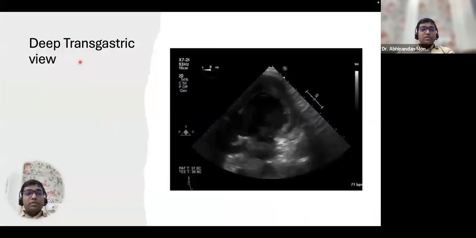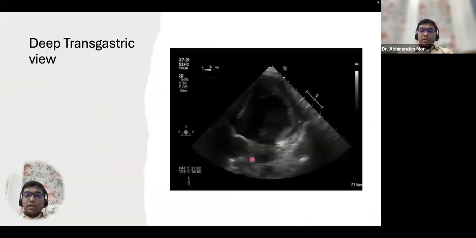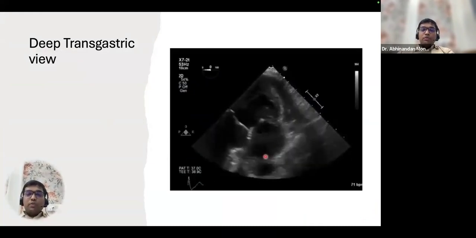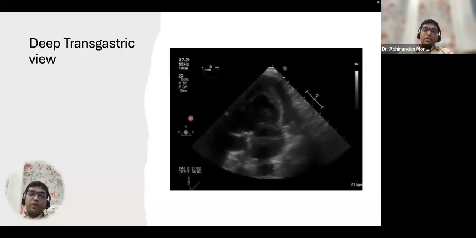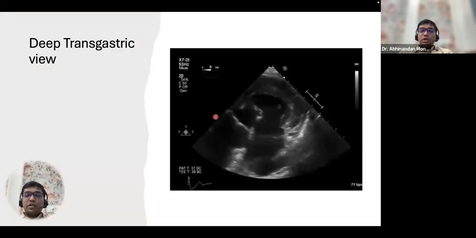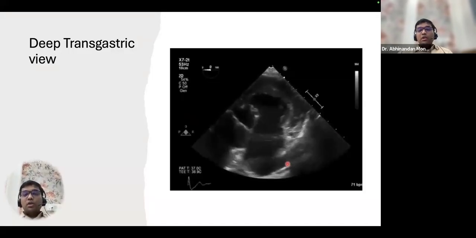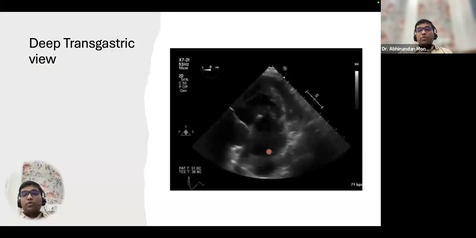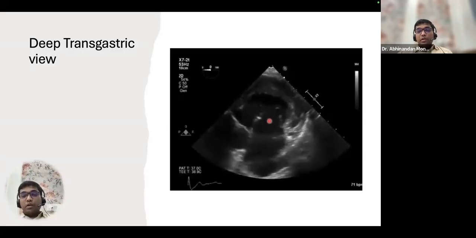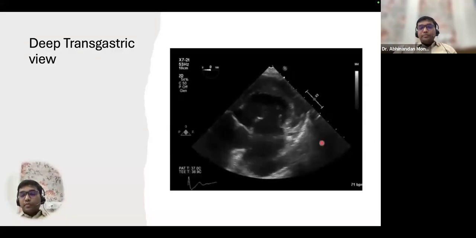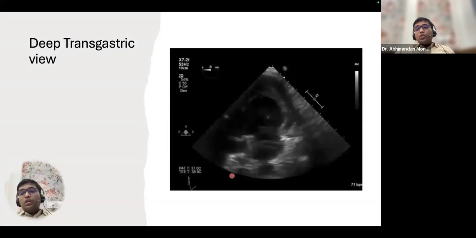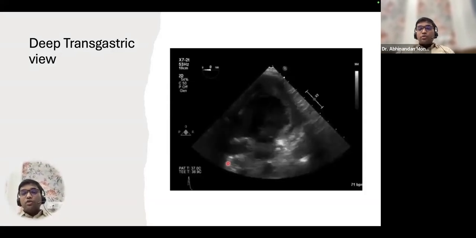Now this is a deep transgastric view. If you go further down, you will be able to see this 5 chamber view. But in this particular video, you are unable to see any right sided chamber. Otherwise, it is called the deep transgastric 5 chamber view. So this is your one chamber, this is your two chamber, this is your three chamber, and the right sided chambers form the 5 chambers. This view is very useful for Doppler interrogation of your LVOT and also your aortic valve.